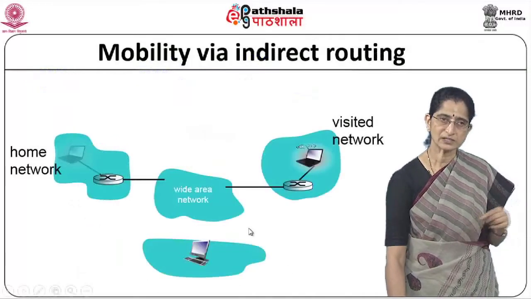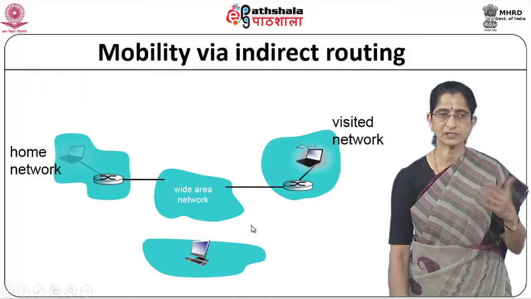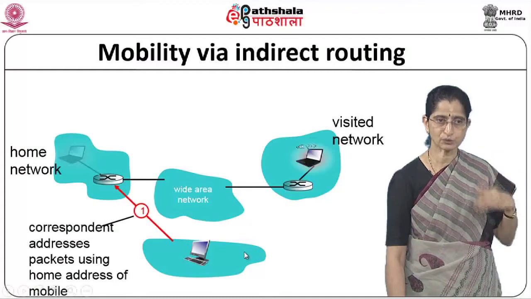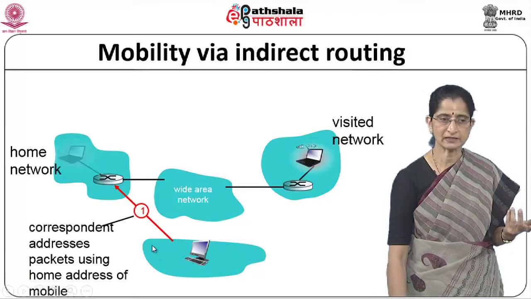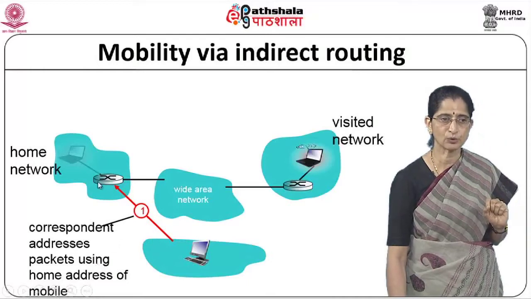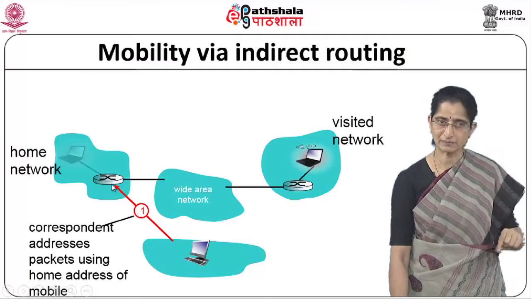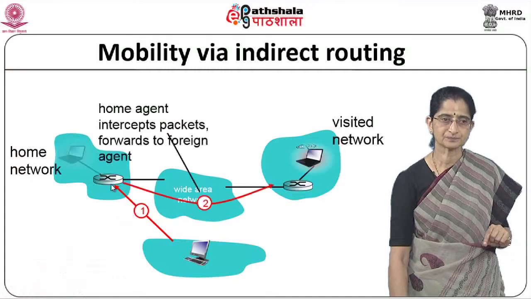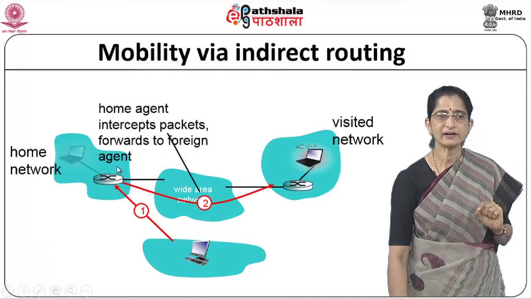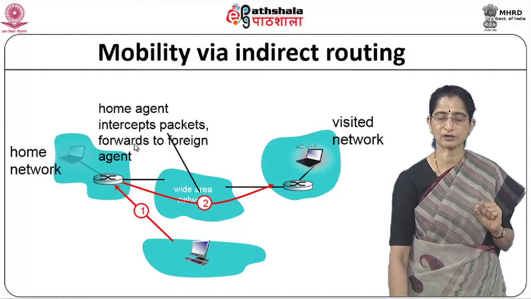Now once the registration is done, we talked about two types of routing, indirect routing and direct routing. We will take a look at indirect routing now. What happens in indirect routing? When a correspondent node wants to communicate with the mobile node, it sends a packet using the home address of the mobile, which is the permanent address of the mobile. That packet will go to the home network. Now the home agent which is sitting here will intercept this packet, and since this node has already registered itself, it knows the foreign agent where this particular node is now located.